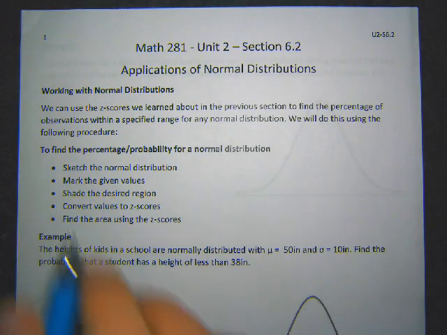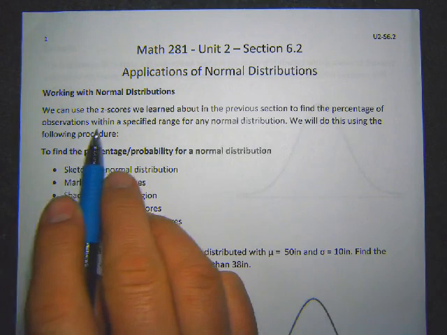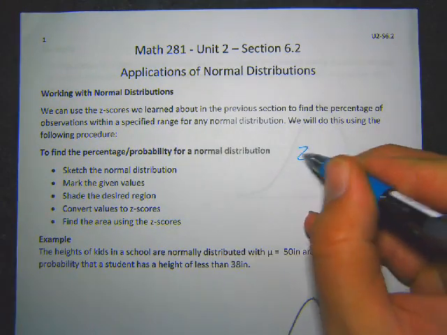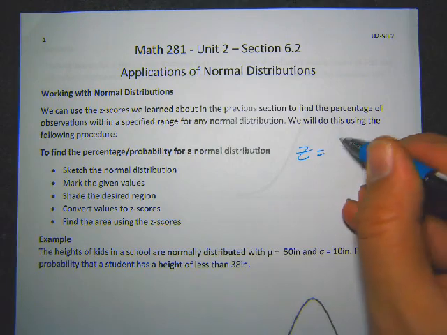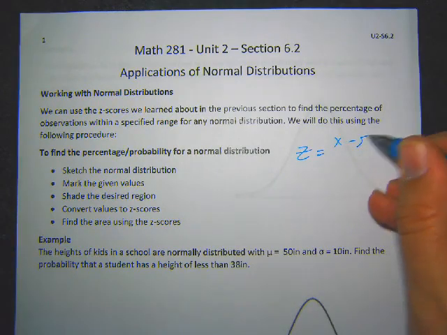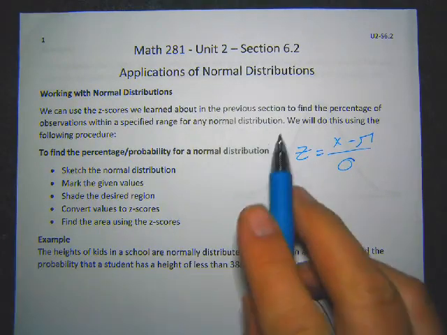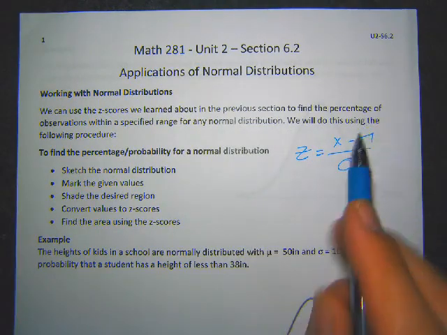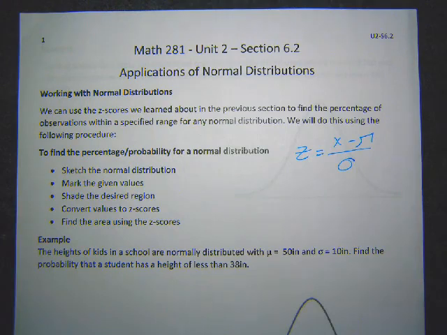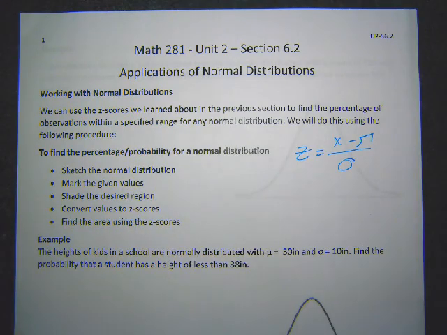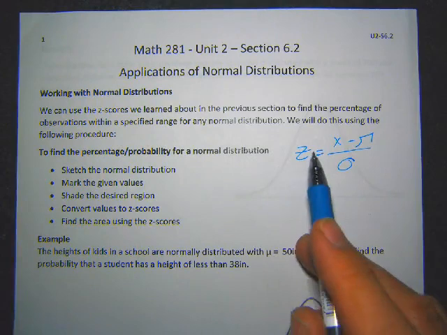Okay, so we're going to start off. We can use z-scores like we learned about in the previous section. Remember the z-scores where we find the z-score by taking the value we're considering minus the mean and dividing it by the standard deviation. That was our formula for z-scores. And we can find the percentage or the area or the probability, whatever you want to call it, all different aspects of the same quantity within a specified range using usually a z-score or specified value.